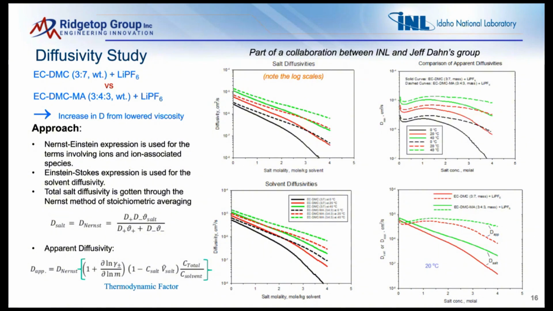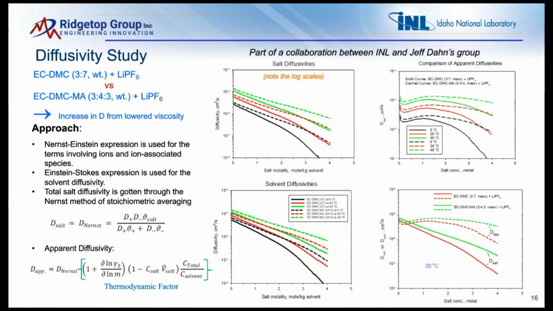In these plots, we have a couple of different ways to look at diffusivity. If you look at the equations on the lower left, the top one has the salt diffusivity. It's given by a Nernst stoichiometric average. That's been used for decades, but recently, I'd say in the last few decades, John Newman has developed what's called a thermodynamic factor, which helps to account for the more concentrated salt effects in solution. And so a lot of practitioners of Newman modeling will want to use the thermodynamic factor within what they call apparent diffusivity calculations.